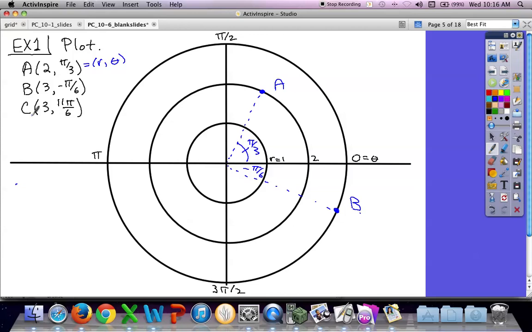Okay. Now, for point C, the radius is 3, the angle is 11 pi over 6. Where is that? It's the same thing, right? We usually use in the unit circle the angle that starts here and goes around to there, between 0 and 2 pi, which is 11 pi over 6. So actually, B and C are referring to the same spot.